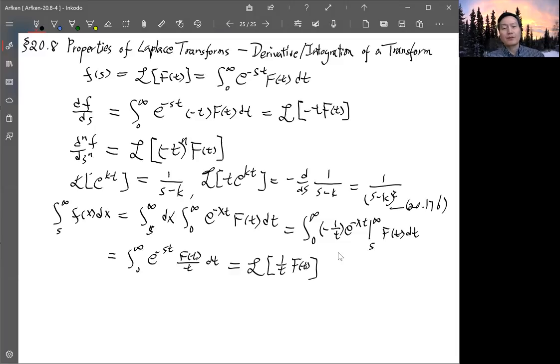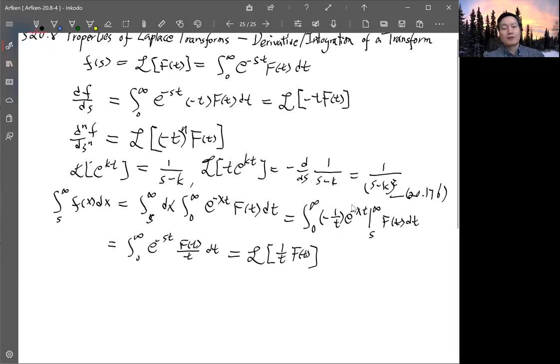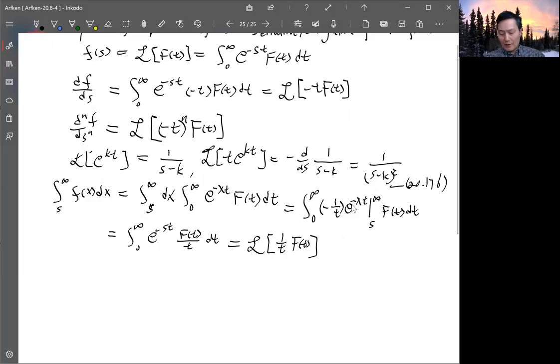Okay, so these are the two properties. Then the example here is a little bit strange: using this property, taking the derivative of the transform to solve the Bessel equation. Not the whole Bessel equation, it's the Bessel equation for J0, the zero order.